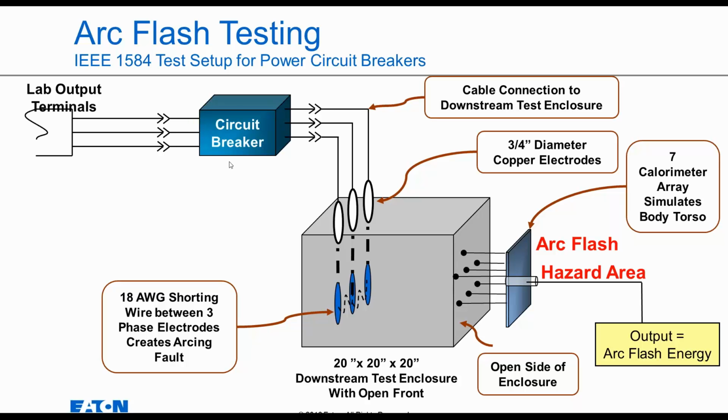So the circuit breaker that we test is placed up here, and we put it in normal mode or we put it in the arc flash mode, and then engage the source, the lab source, and that's when the fault current flows through the breaker into this fault, and it's measured with this calorimeter array.